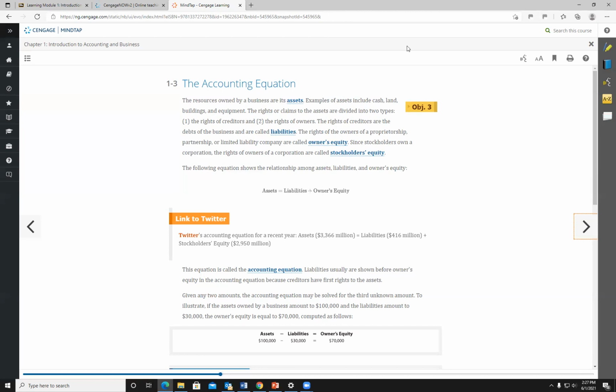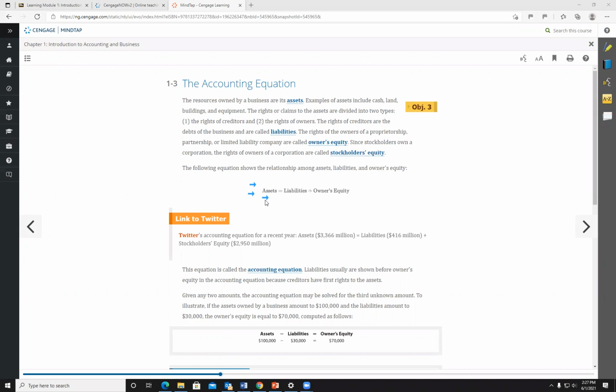I want you to look really quickly right here. This right here is your accounting equation. Your assets equal your liabilities plus your owner's equity. This equation is called your accounting equation.